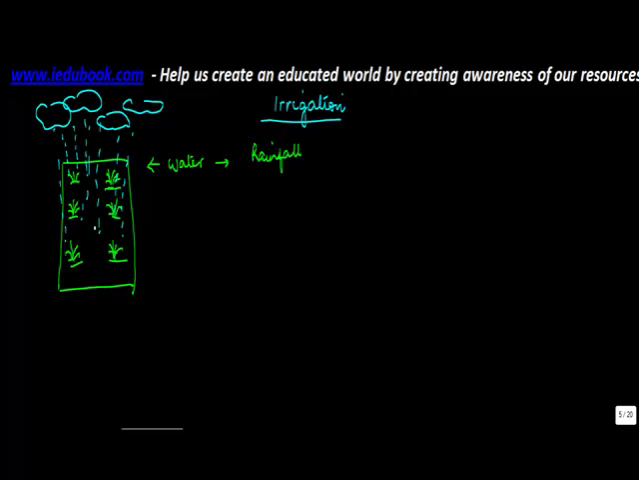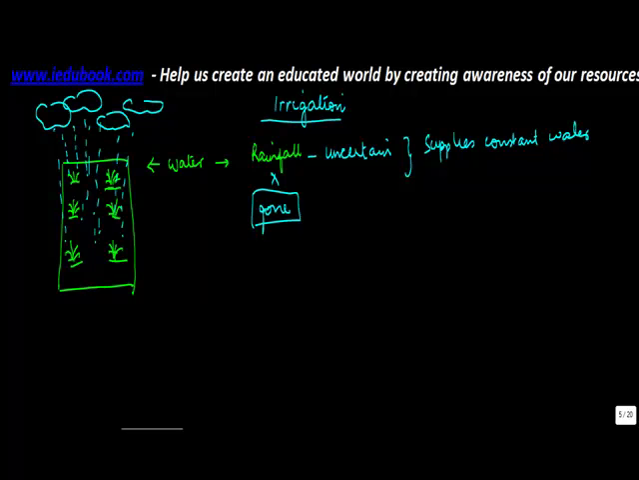But this makes it too uncertain. Why? Because if the rainfall does not happen, then the crops are gone. And all the efforts that you have put in over a period of time are also lost. So in order to overcome this situation, man has traditionally developed a mechanism through which it supplies constant water to crops.